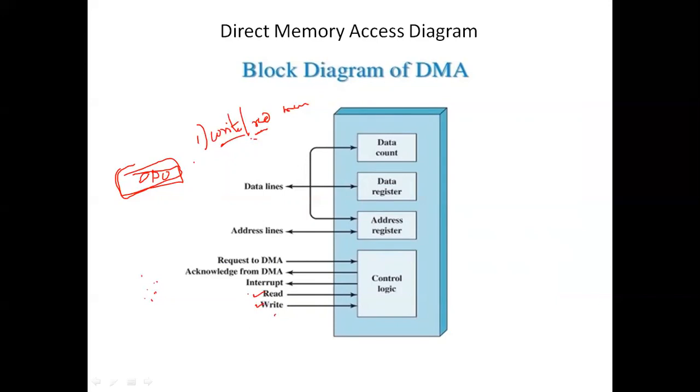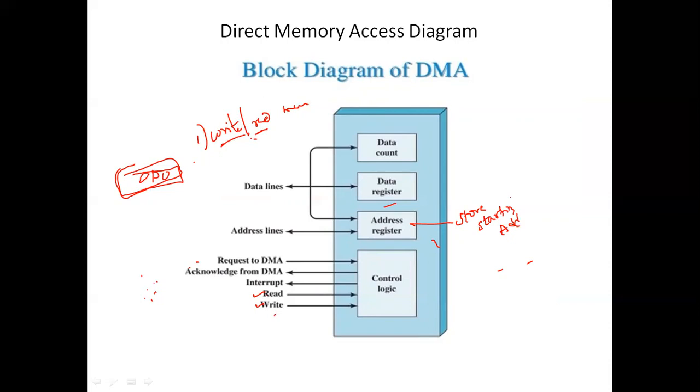Next, after this, the processor will also provide the starting address. So why do we need the starting address? In the sense, from where you have to transfer that block of data, or where that block of data resides in the memory. So the DMA controller stores that starting address in which register? Here we have the address register. In this address register, it is going to store the starting address.